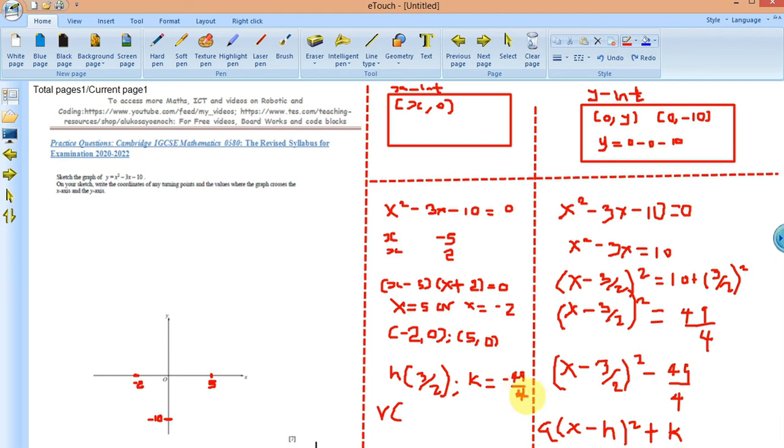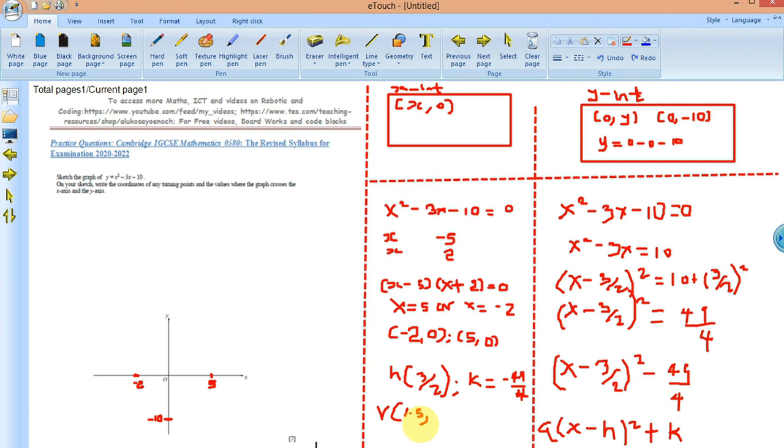So now I'm going to write this so that we know where this point falls. Let me just work in decimal. So 3 over 2 is 1.5. So 1.5 comma, and what is 49 over 4? 49 divided by 4 is 12.25.